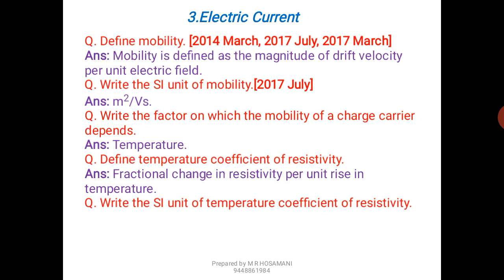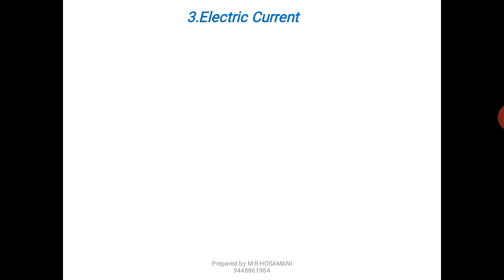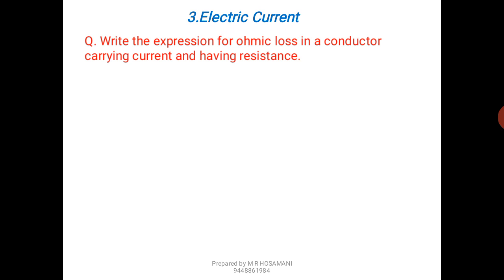Next, write the SI unit of temperature coefficient of resistivity. It is per Kelvin. If the question is write the unit of temperature coefficient of resistivity, it means per temperature. If you express the temperature in terms of degree centigrade, we will get the unit as per degree centigrade. If the temperature is expressed in terms of Kelvin, then we will get per Kelvin. Is it clear?